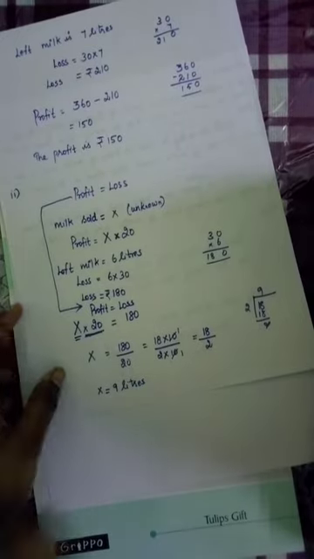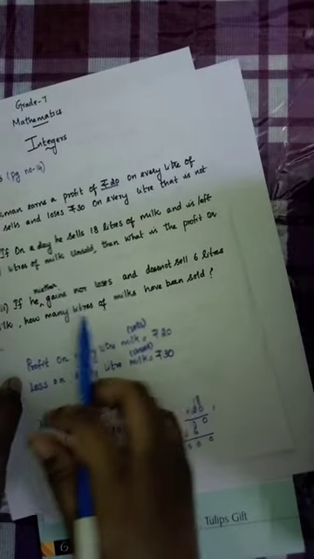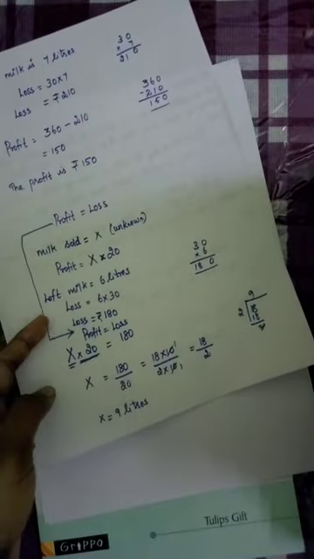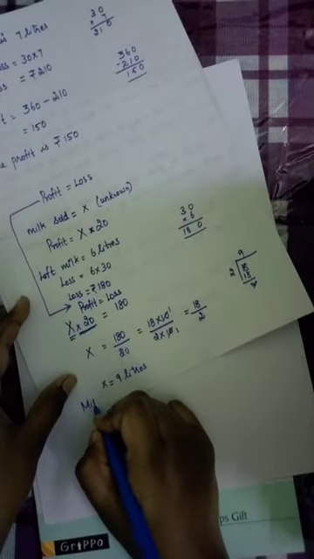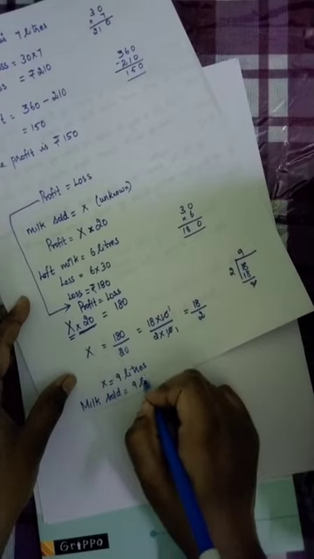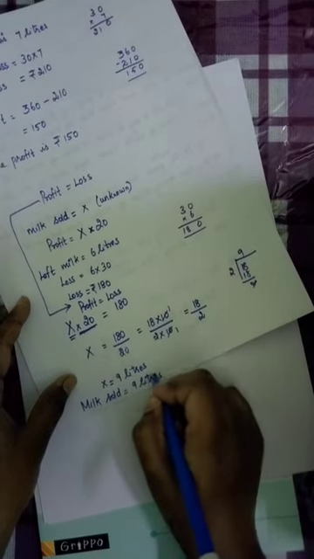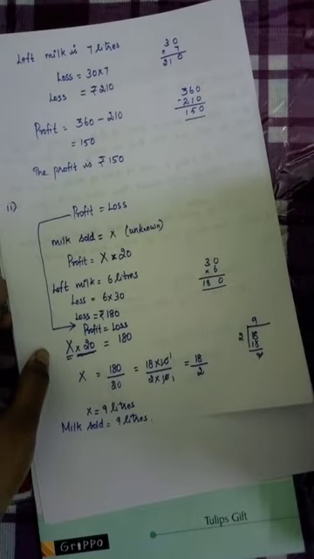What is x? x is the milk sold. So how many liters of milk have been sold? Totally 9 liters of milk have been sold. So milk sold is equal to 9 liters. Have you all understood this? Yes.